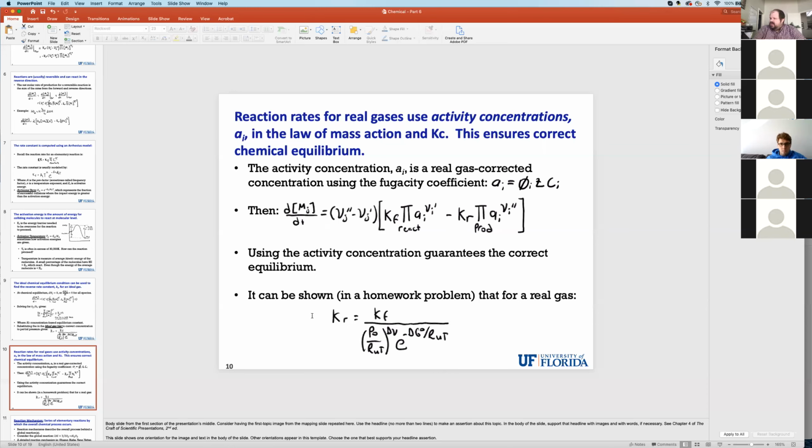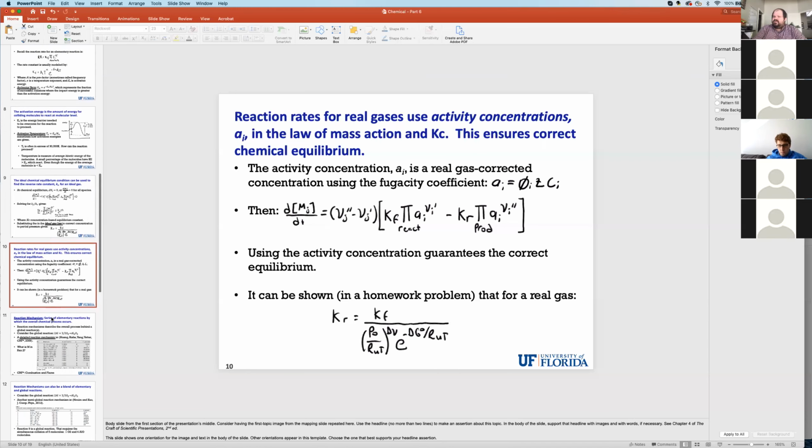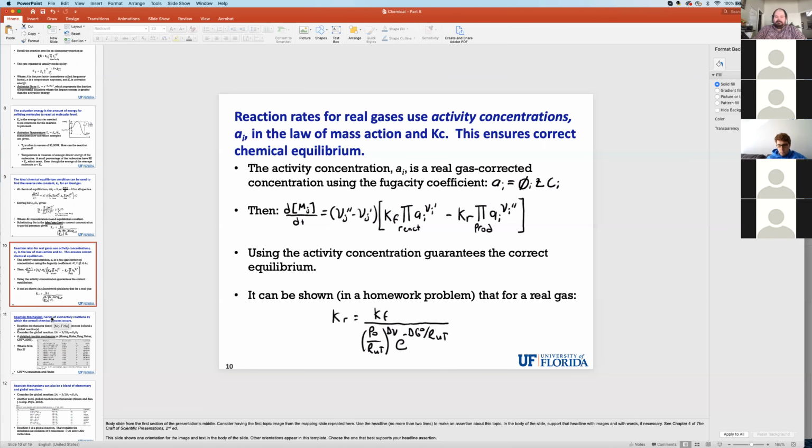Okay, and it turns out that if you use the activity concentrations and you know Kf, which is still the same Arrhenius model, Kf over Kr is actually the exact same thing. There is no difference. That's one of the nice things about doing it this way. And also, these activity concentrations are used a lot by chemical engineers and chemists dealing with liquid solutions and things like that. Okay, are there any questions with this so far?